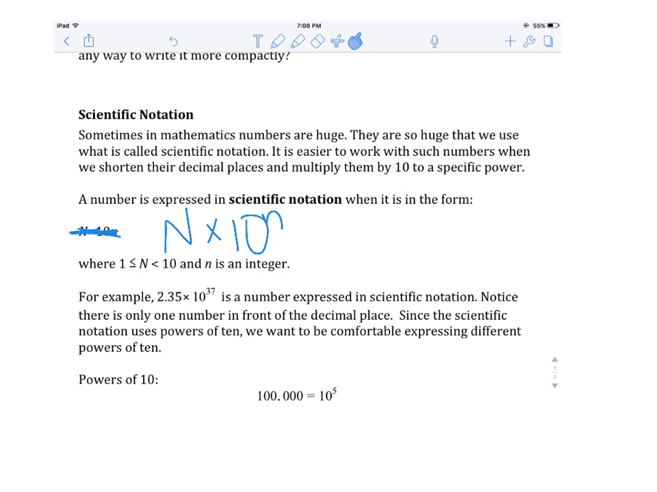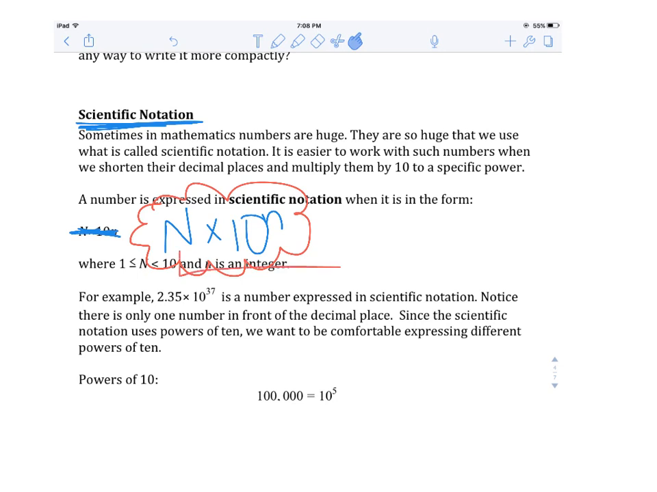This screencast is on scientific notation from the Unit 1 Part 4 note packet. Scientific notation is something that you've seen in the past, but it is used when numbers are really, really big or maybe really, really small. For scientific notation, we're going to have n, which is our number, times 10 to some nth power.